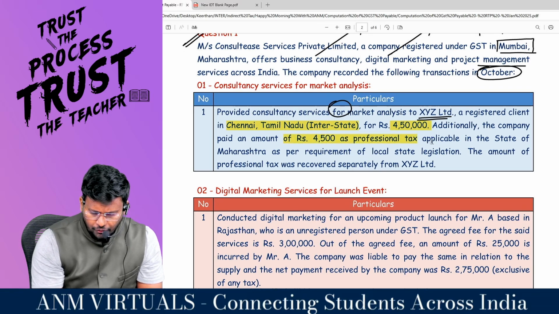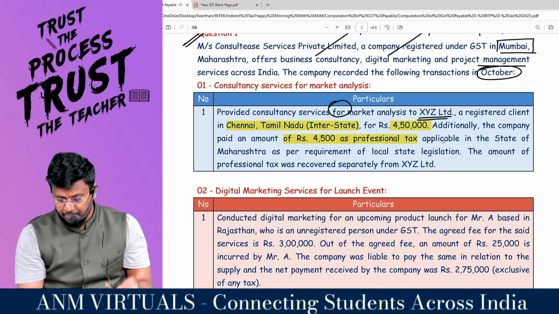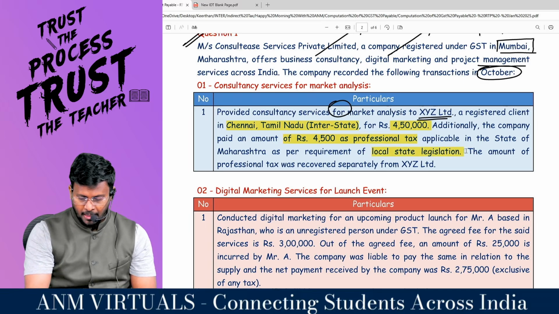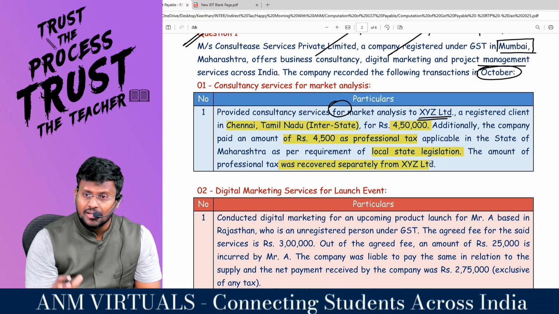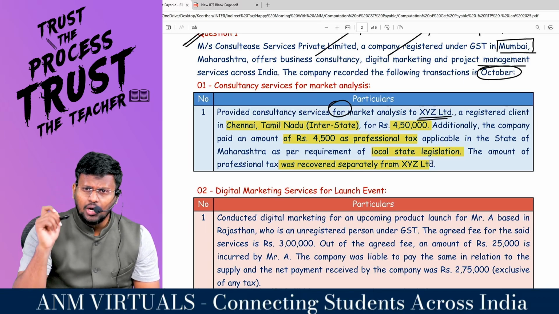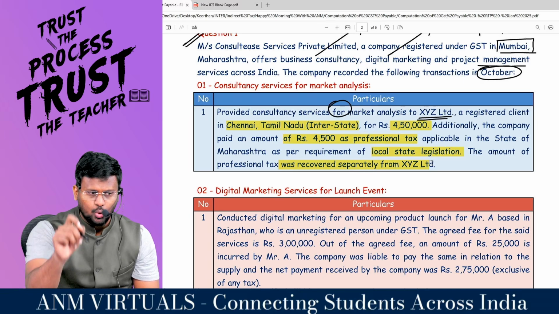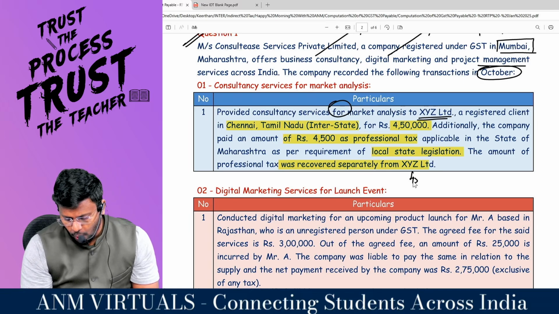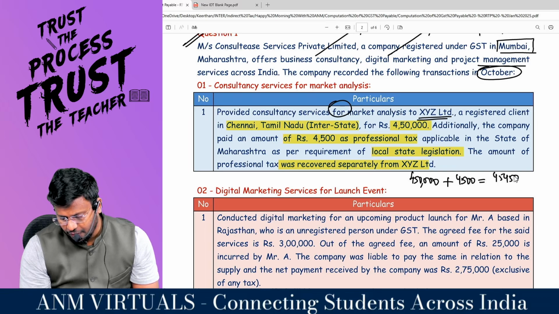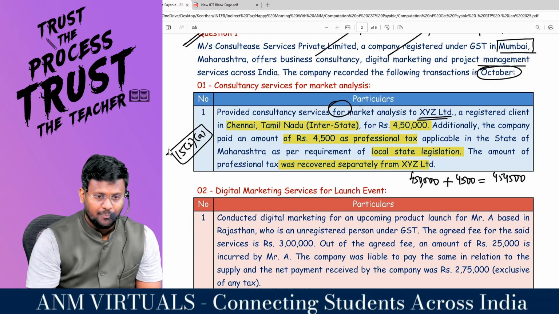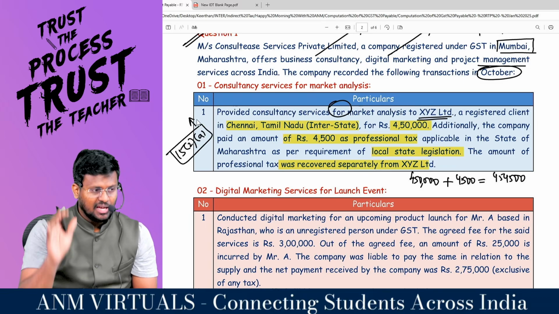Additionally, the company paid an amount of 4,500 as professional tax applicable in the state of Maharashtra as required by local state legislation. The amount of professional tax was recovered separately from XYZ Limited. As per section 15, that is value of supply, all taxes other than GST should be included in the value of supply. So the value of supply is not 4,50,000. The value of supply will be 4,50,000 plus 4,500 comes to 4,54,500. This is as per section 15, subsection 2, clause A. A stands for all taxes other than GST.